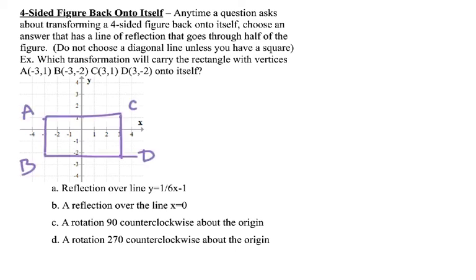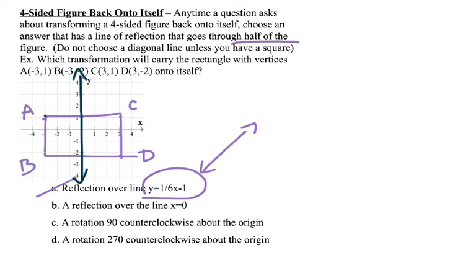Okay, so we want to choose a line that goes through half of the figure. If you choose this line, that line is a diagonal line. You can graph it in Desmos to see what it looks like. It's a diagonal line that doesn't even go through half of it. Don't pick a diagonal unless you have a square. B says a reflection over the line x equals 0. So x has to hit the x-axis at 0. See how that line goes directly in half?